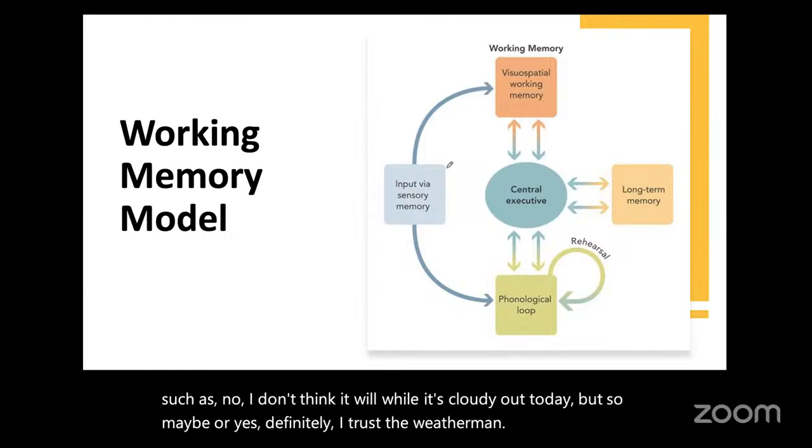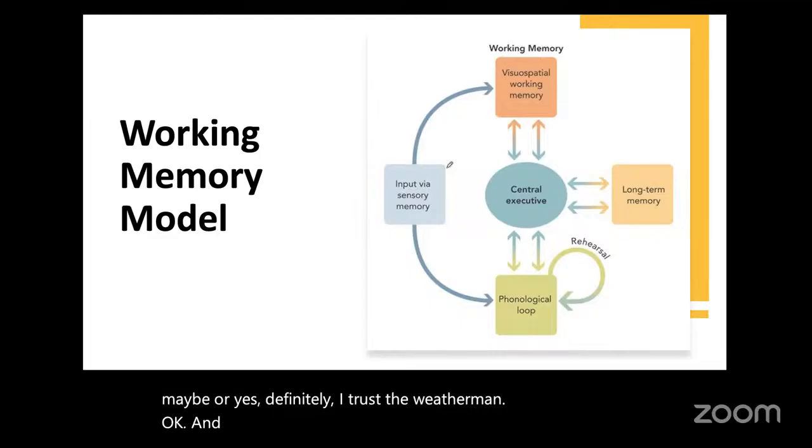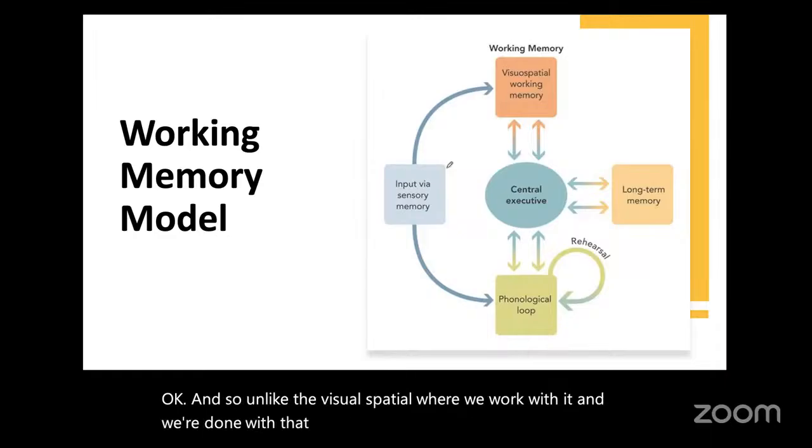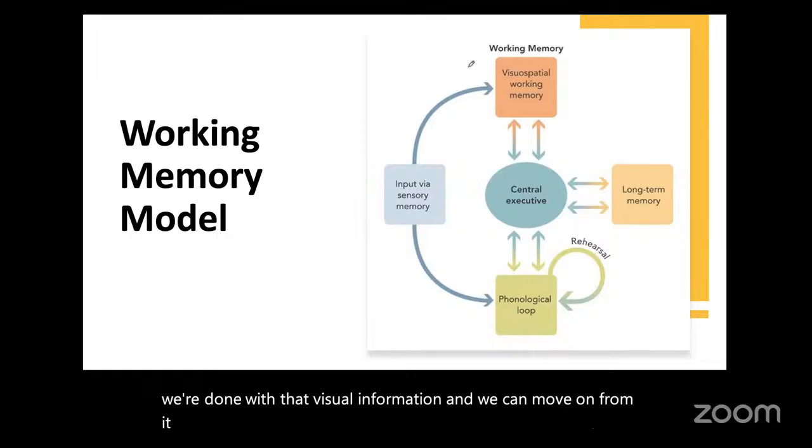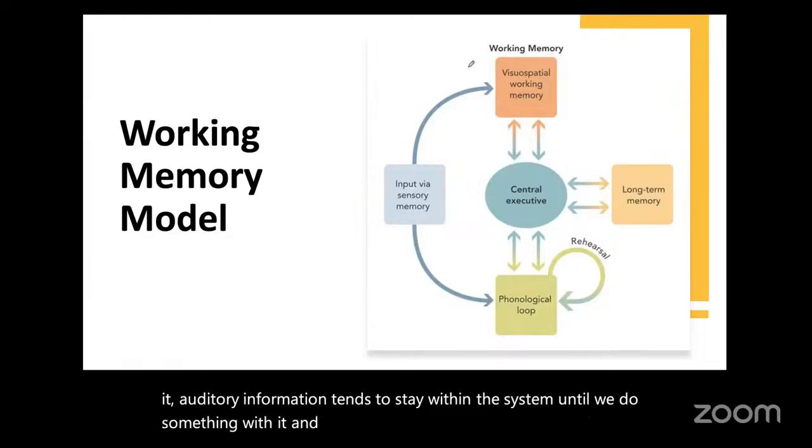Okay. And so, unlike the visual spatial, where we work with it and we're done with that visual information and we can move on from it, auditory information tends to stay within the system until we do something with it and we work with it and we get rid of it.